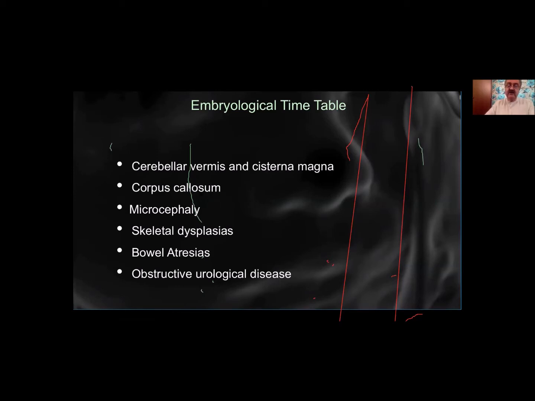The corpus callosum may not be formed all the way to 22 weeks, and therefore you might consider looking for the corpus callosum or the cavum septum pellucidum again in case you weren't satisfied at the 19-week scan. Microcephaly is something that happens later in pregnancy. We can't pick it up. Out of the skeletal dysplasias, the most common, achondroplasia, may not be evident until 26 weeks, and therefore we will not pick it up during it.